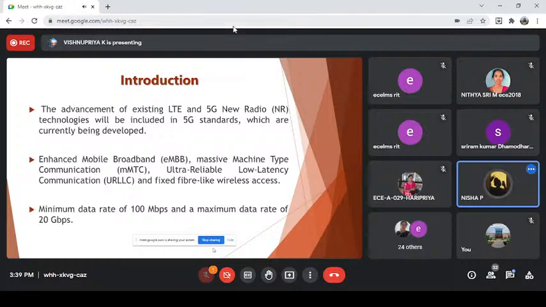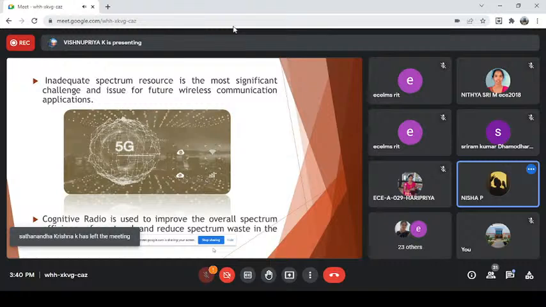According to the International Telecommunication Union specification, a number of 5G application services have been identified. These are the few options available: eMBB, mMTC, URLLC, and fixed wireless access. Each user should expect a minimum data rate of 100 megabytes per second and a maximum data rate of 20 gigabytes per second. Inadequate spectrum resource is the most significant challenge for future wireless communication applications.